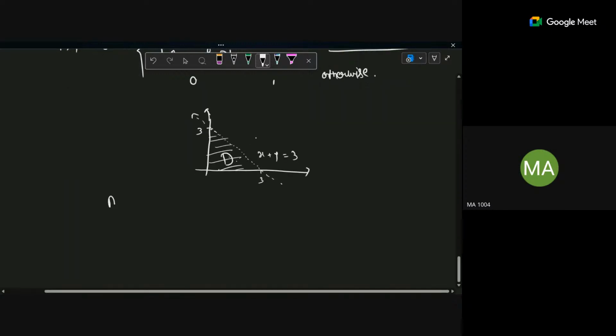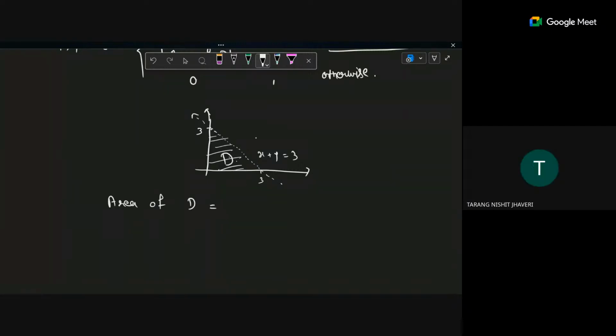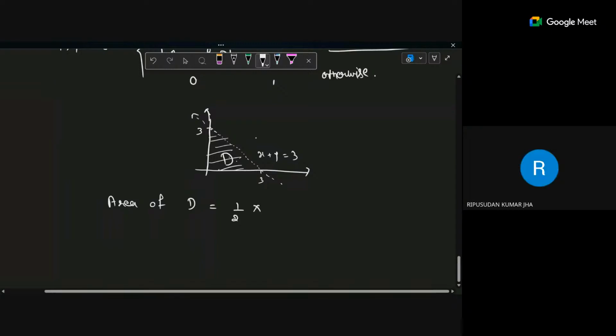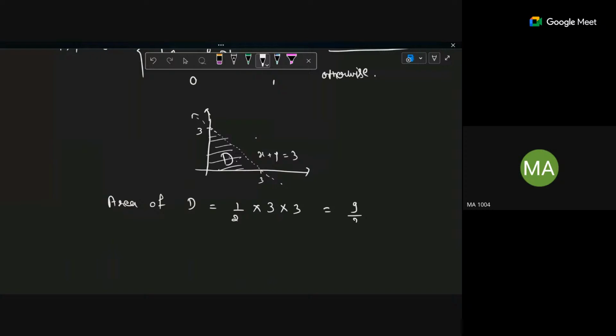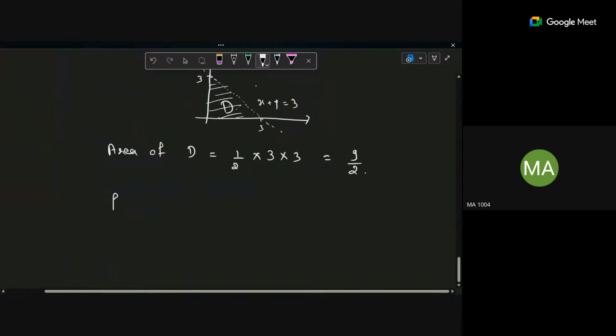So area of D is what? It's a triangle. Half into base into height. Base is 3 and height is 3. Okay, fine. So 9 by 2. So fxy will be 2 by 9.